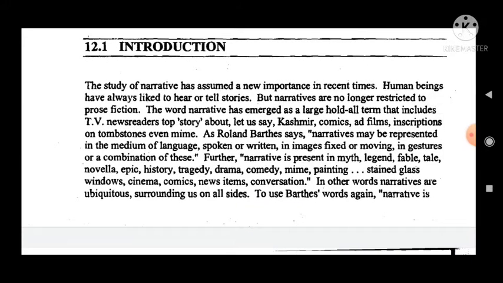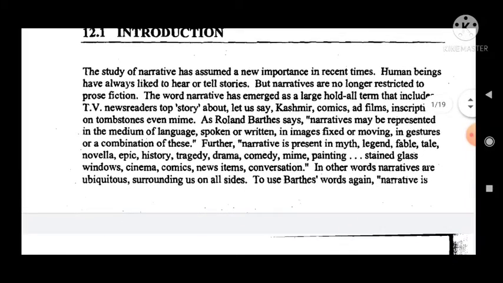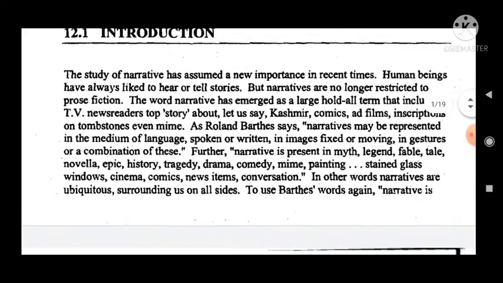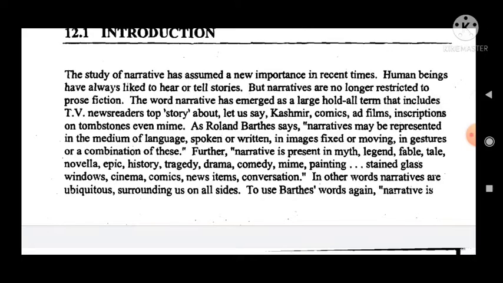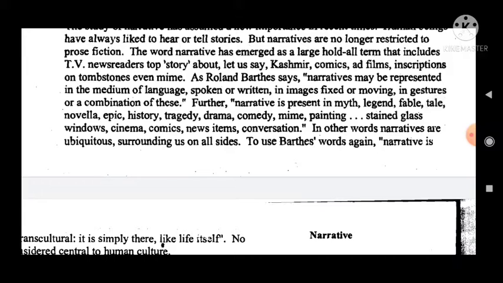As Roland Barthes says, narratives may be represented in the medium of language, spoken or written, in image, fixed or moving, in gestures, or a combination of these. Further, narrative is present in myth, legend, fable, tale, novella, epic, history, tragedy, drama, comedy, mime and painting, stained glass windows, cinema, comics, news items, conversation. In other words, narratives are ubiquitous, surrounding us on all sides.